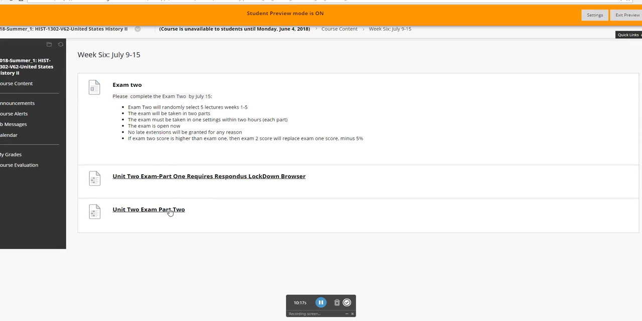I'm going to click this so you can see this. Notice there are 2 parts, and you notice how it says required respond as lockdown browser. Again, this one will say it too. You have to open it up in lockdown browser, and you have to have it opened up through a webcam. So make sure you understand that. Now note this.